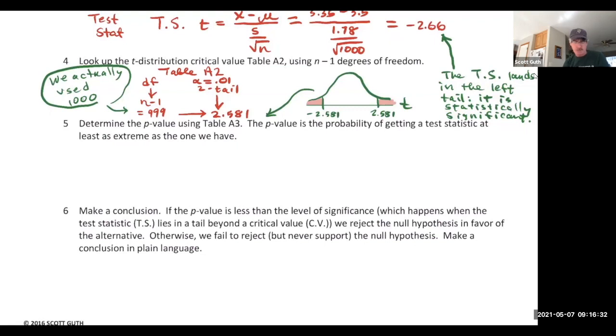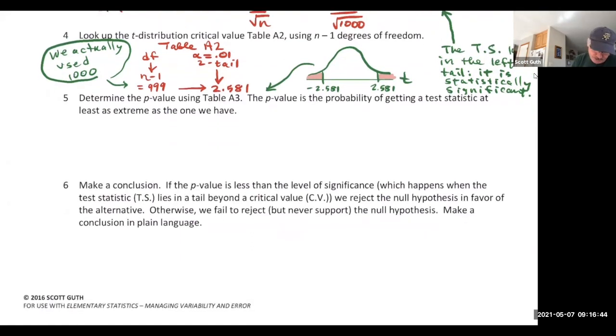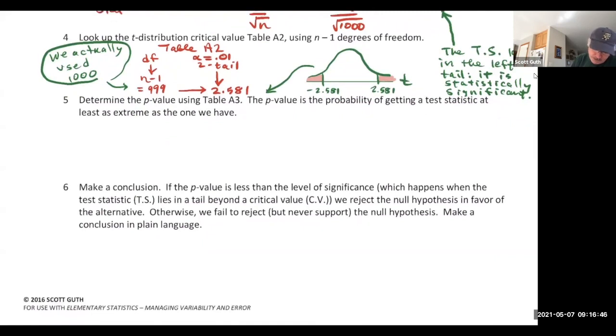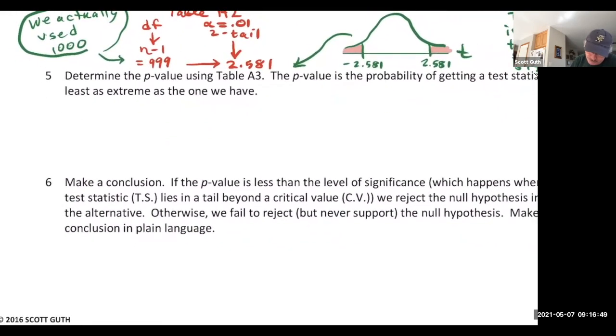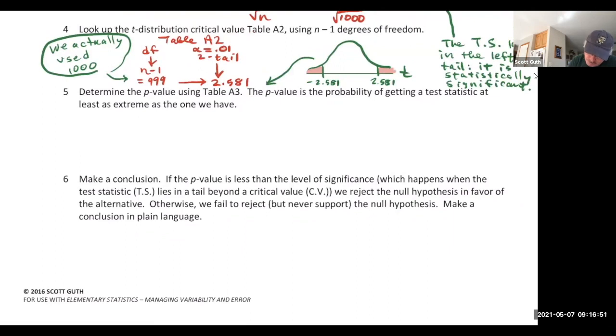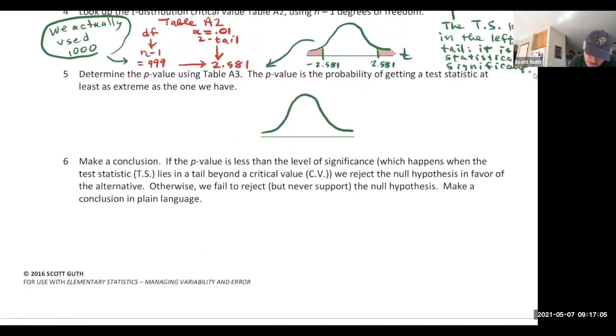That's the critical value. Let me show you the p-value next. This one says to use table A3, which is a new table. It's a beautiful creation of mine that is terrifying, actually. For what we do on table A3, let me go ahead and draw this first. Our test statistic is what you plot for this. And again, that was the negative 2.66.